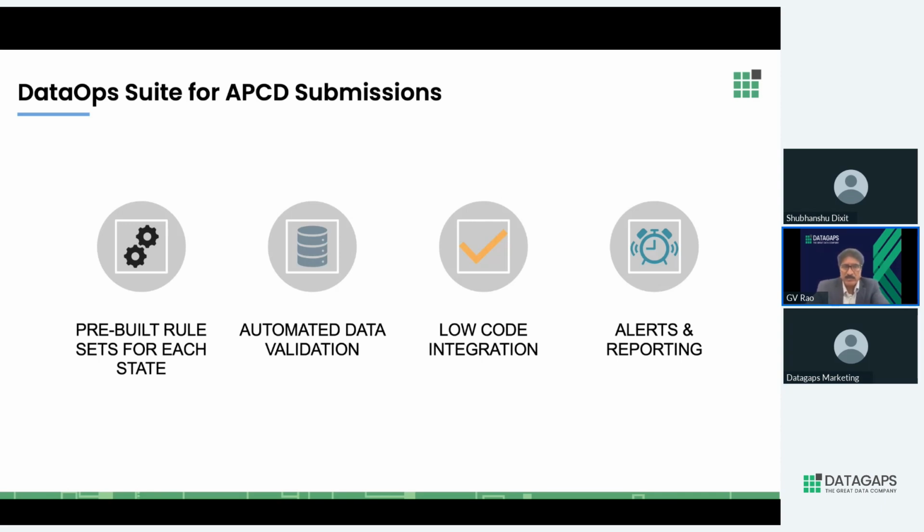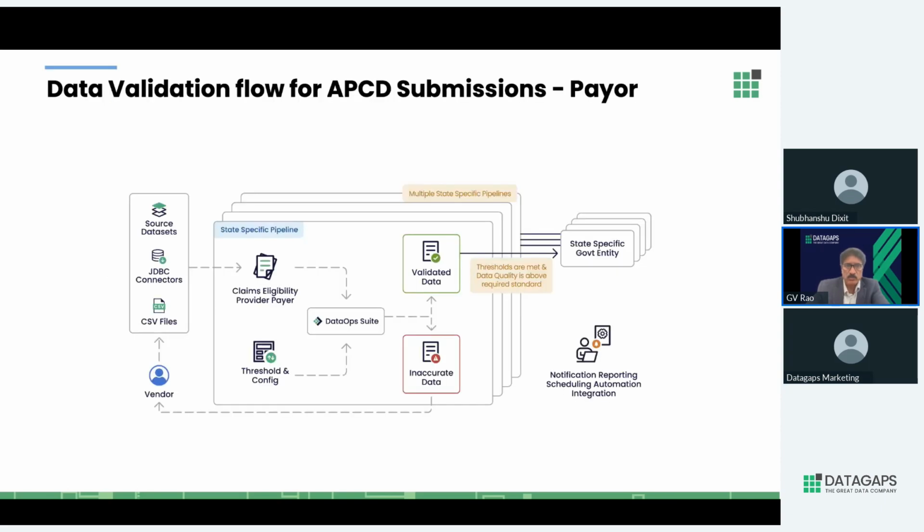I'll just take a couple of minutes to take you through the data validation flow that we use, or any payer, the insurance companies, use for this, right? So it's a norm most of the time. You have different sets of data. It could be JDBC connectors. It could be CSV files for people who are coming from the technology part of it. It could be any kind of source. We support something like 200 plus sources.